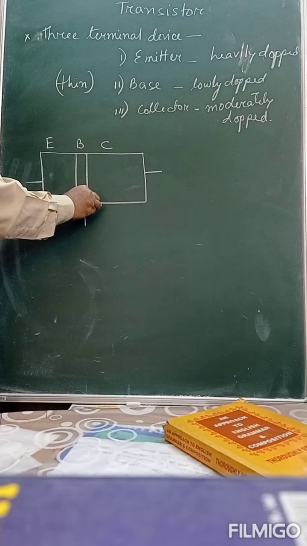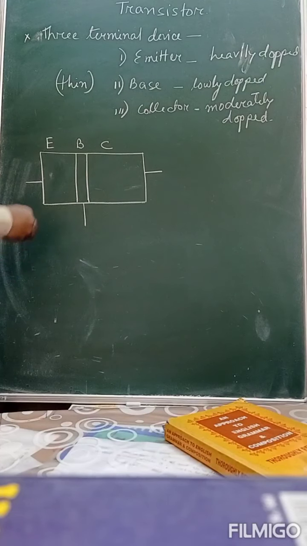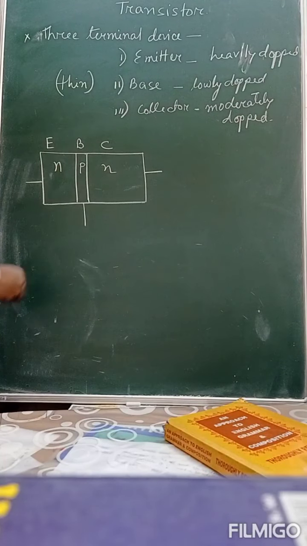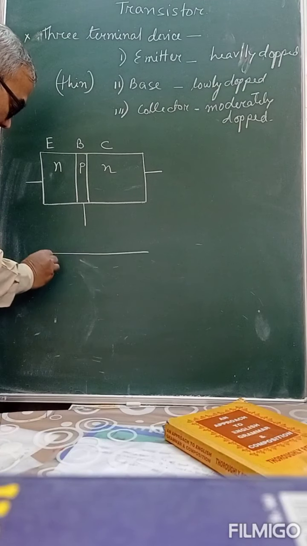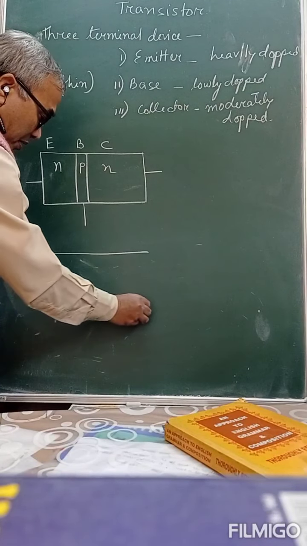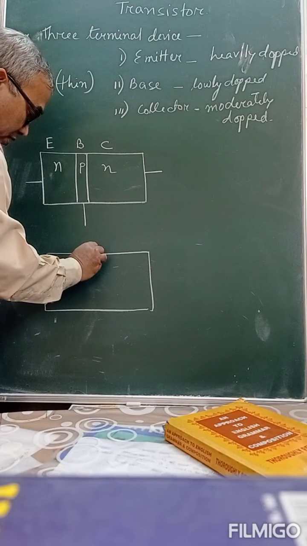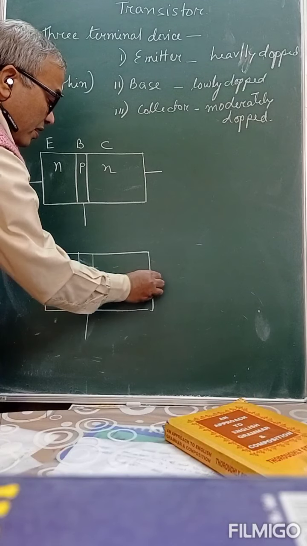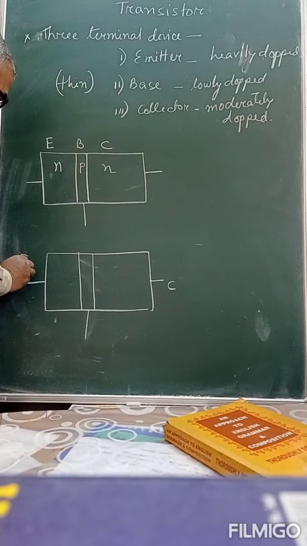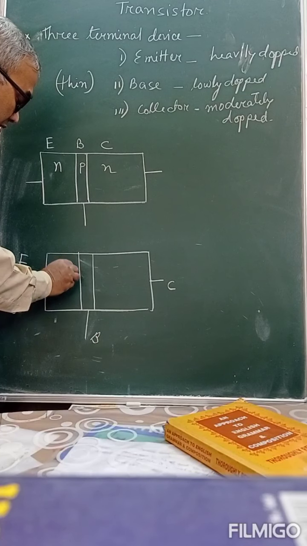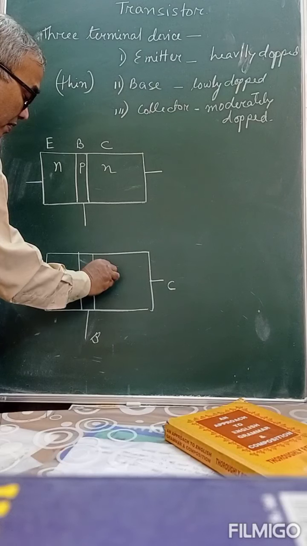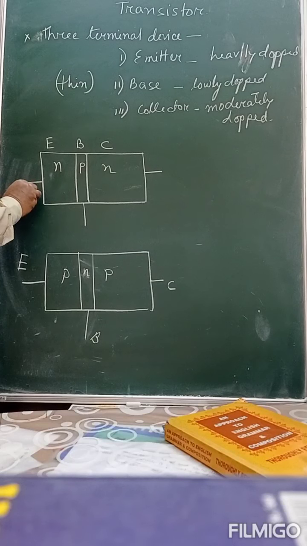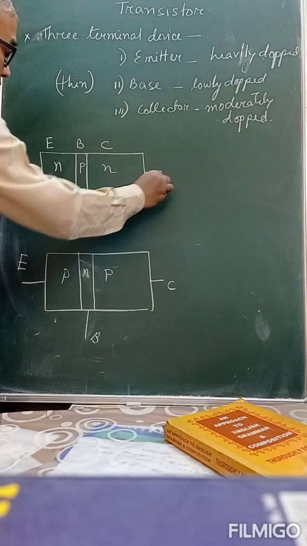So in transistors, there are two types of transistors. One is called NPN transistor, and one is called PNP transistor. In NPN, this is the collector, this is the emitter, and this is the base. In PNP transistor, this is the emitter, this is the base, and this is the collector.